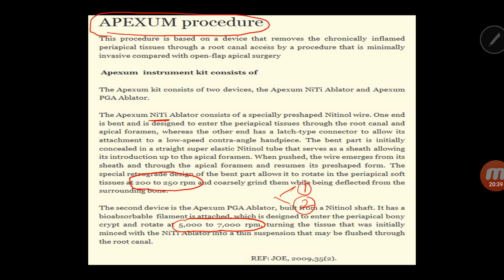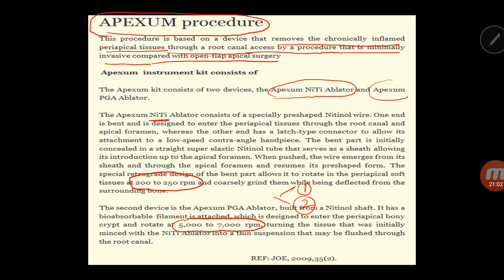The procedure is based upon a device that removes the chronic inflammatory tissue through the root canal access by a procedure that is minimally invasive compared with open flap apical surgery. When compared with normal surgery, it is definitely a minimally invasive procedure. It contains two devices, the Apexum NiTi ablator and the Apexum PGA ablator. This is not much important, just have a look. The basic question, what is the Apexum procedure, they can ask in AIIMS or PGI, though preferably it may not be a choice of question in your NEET.